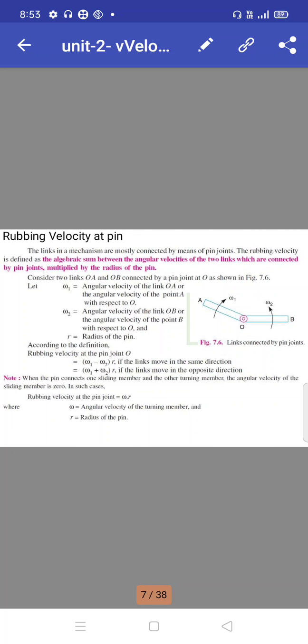When the pin connects one sliding member and the other turning member, the angular velocity of the sliding member is 0. In such cases, the rubbing velocity at the pin joint is omega into R, where omega is the angular velocity of the turning member and R is the radius of the pin.